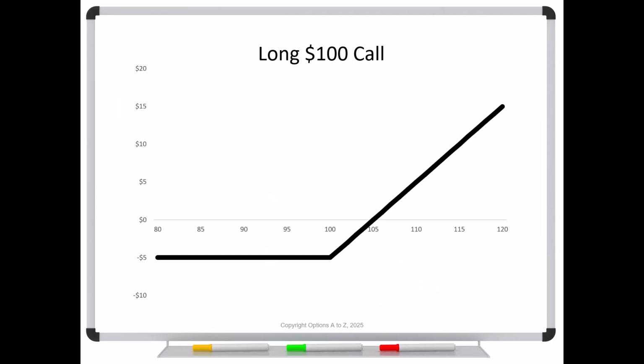So let's start off with the long call. So remember, we always get a bend right here at our strike. So that's our long 100 call, our hockey stick graph.